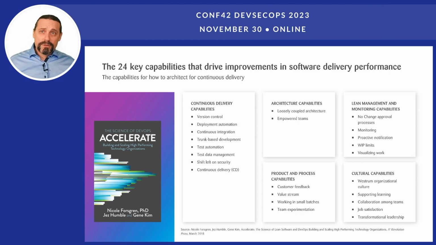This leads us to supported learning. You want to continuously learn, collaborate across the teams. You want to have job satisfaction. And for all of that, you need to have transformational leadership. So these 24 key capabilities are very, very important when it comes to architecting for continuous delivery. And you will see some of these key capabilities I will pick and dive a little bit deeper into in my presentation today.